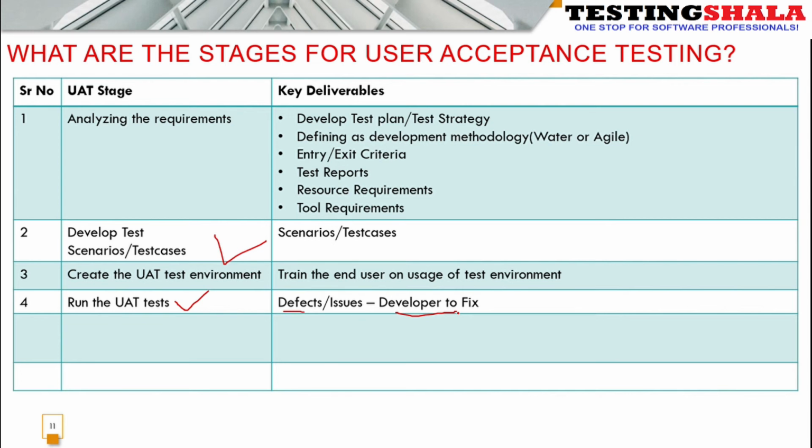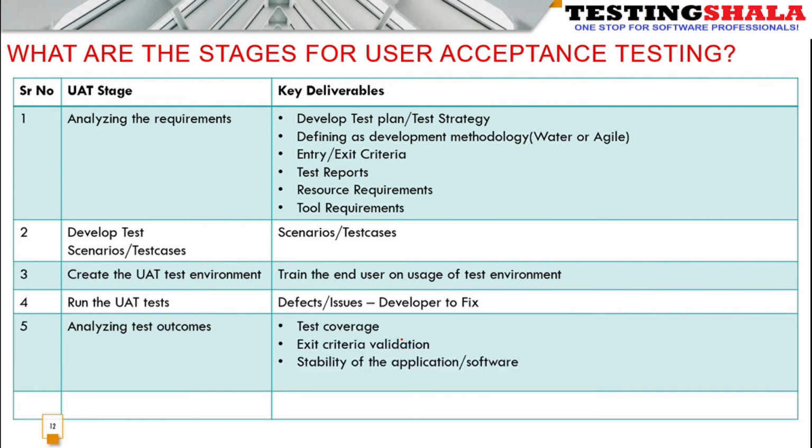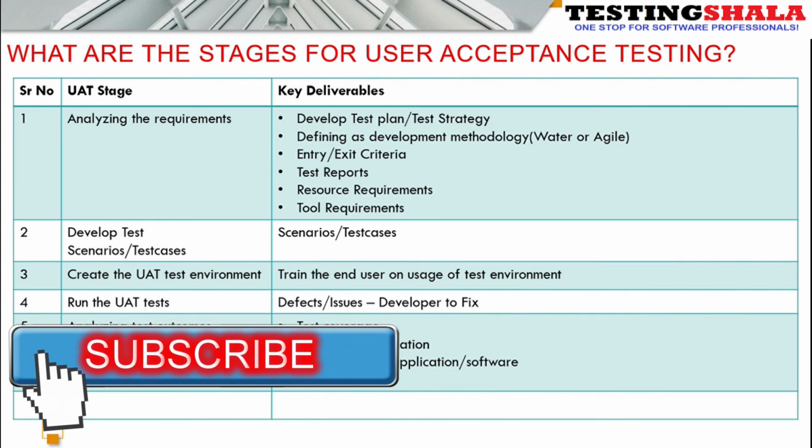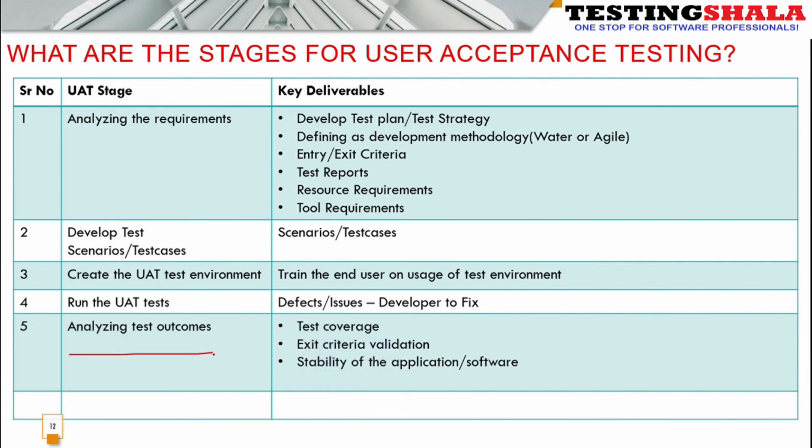Then the fifth stage is analyzing the outcome of the test cases. We have done a good amount of testing. How do you analyze whether the testing has gone well or badly, or whether the application is really working as expected or has issues? As a UAT test lead or UAT test manager, your job is to validate the percentage of test coverage you have completed, and whether you have met all the exit criteria that we defined as part of the test plan and test strategy.